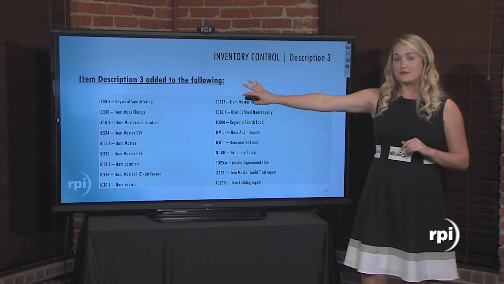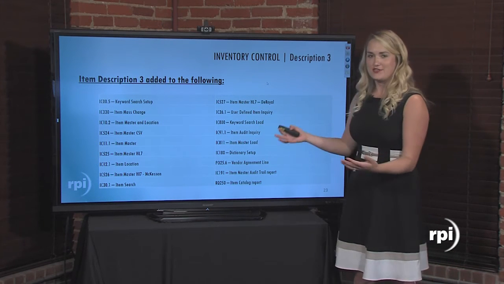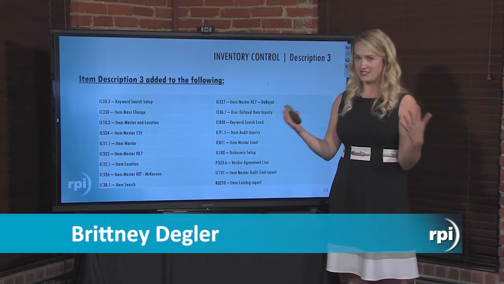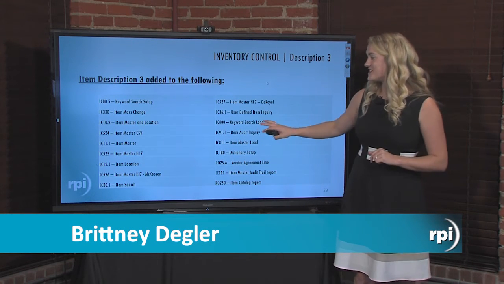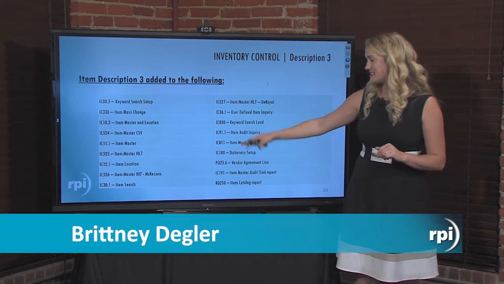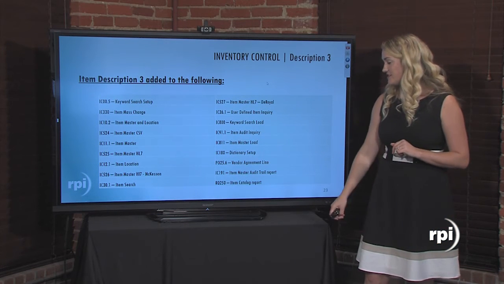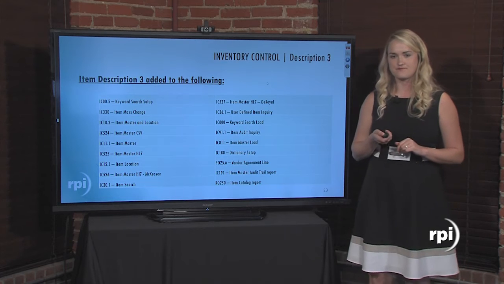Here we've got where the item description 3 is actually added to, and you'll hear me talk about item description 3 a bunch of times. I apologize, but it's a nice new feature. So these are all the things that are affected, mostly IC things. We've also got the vendor agreement line in there too.